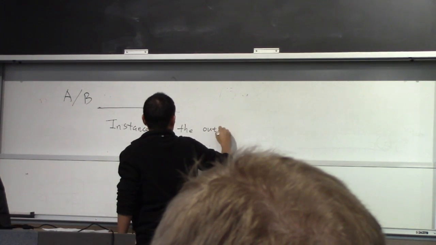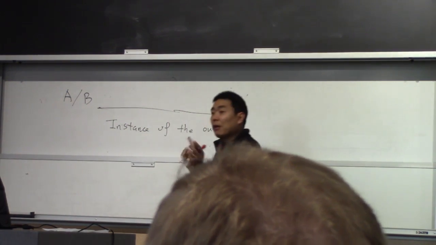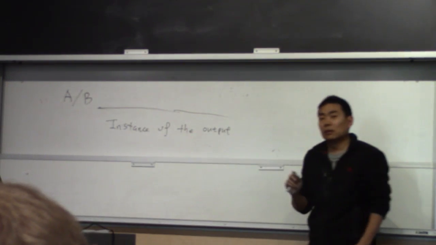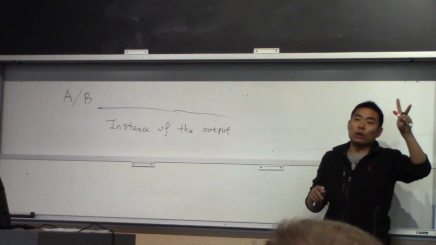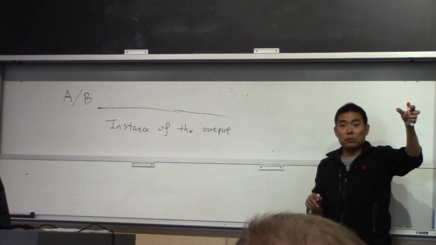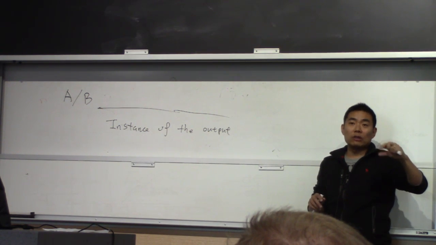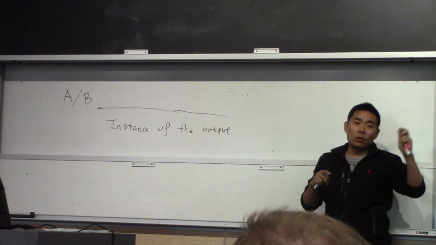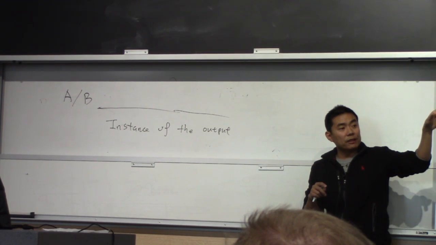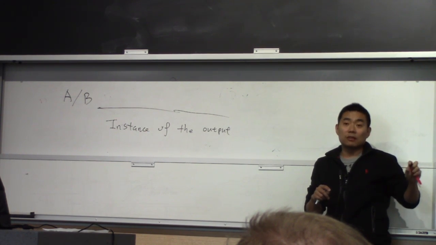Once I define the instance of the output, the schema of the output becomes clear as well. Remember, always there are two things. For any relational query, you want to ask two questions. One is, what's the schema of the output? And then secondly, what's the instance of the output? Typically, we go with defining the schema of the output first, then defining the instance of the output.